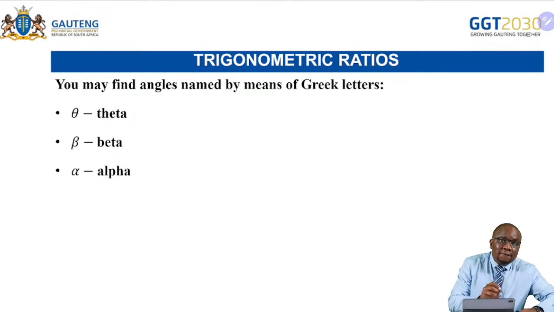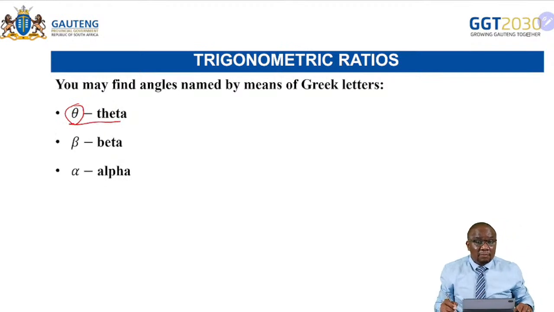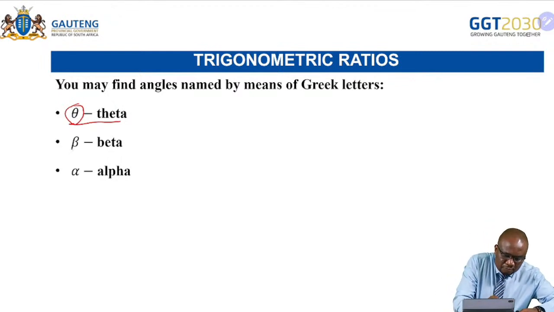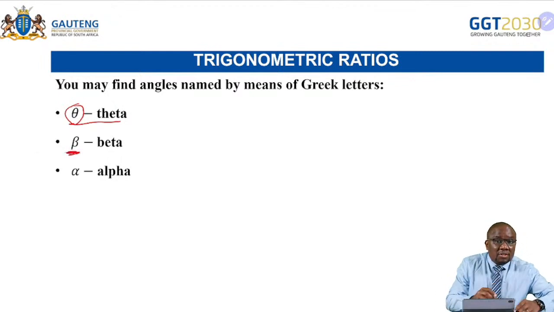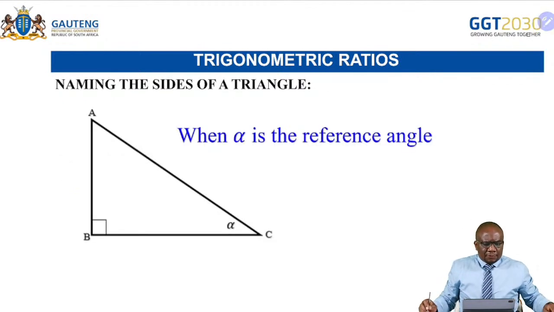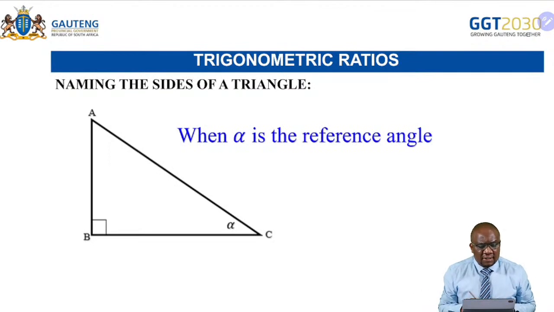So now, if you see this, this means theta. This symbol is theta. Some of you are doing physical sciences, you have seen these symbols, theta, and then this one is beta. If you see this, when I'm saying beta, I mean that. When I say alpha, I mean that. So you may find these letters in our trigonometry. Okay? Right. Now, naming the sides of a triangle.